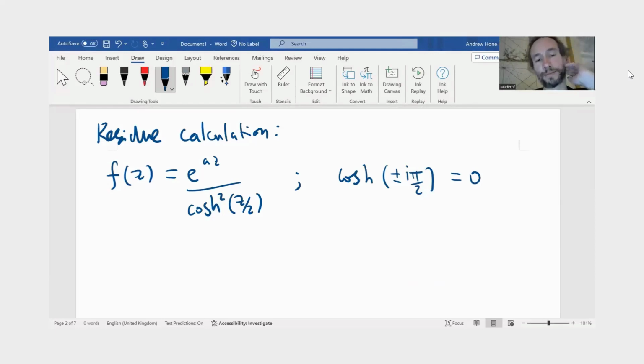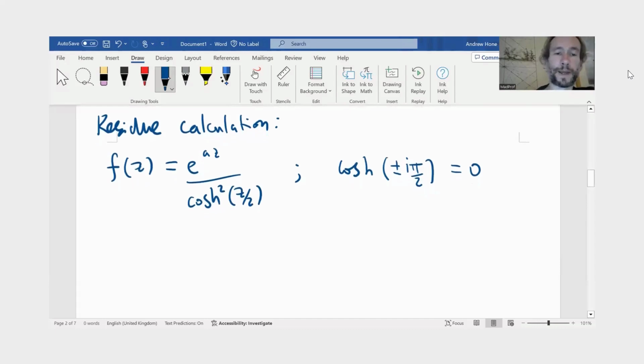The numerator is a holomorphic function. Exponential is holomorphic on the whole z plane. So what that means is that this function overall, this f of z, has a double pole at plus or minus i pi on 2. So now what we need to do is calculate the residue. We need to calculate the Laurent expansion of this function around z equals i pi on 2 and z equals minus i pi on 2. So let's carry on with that.